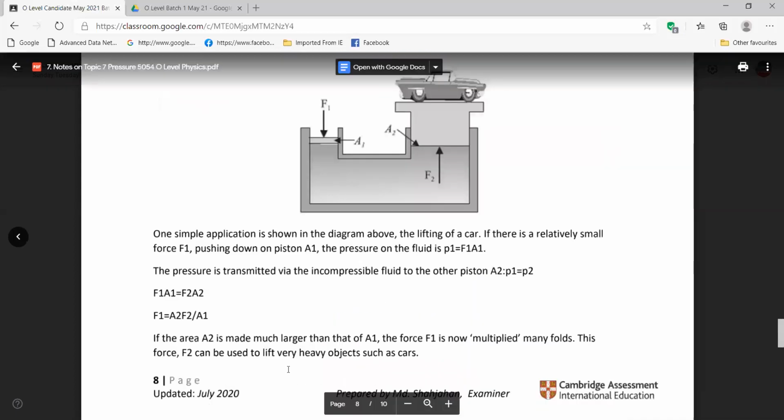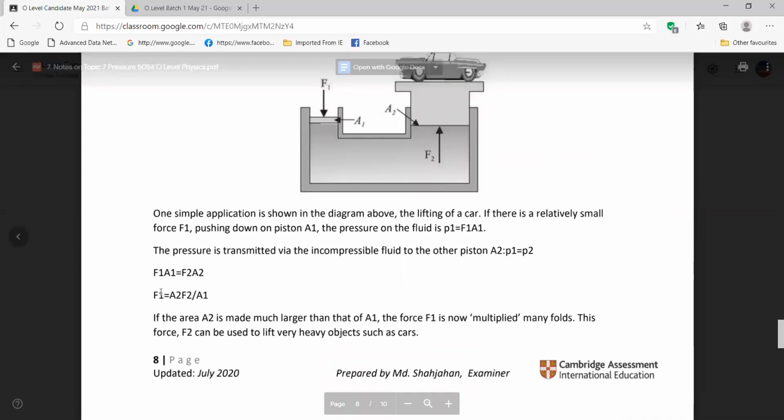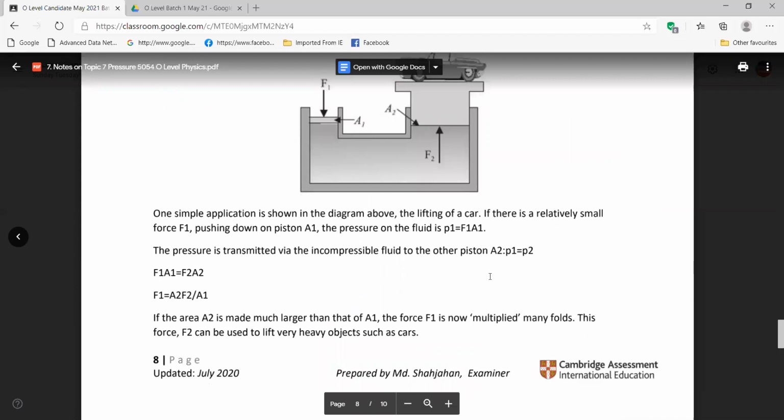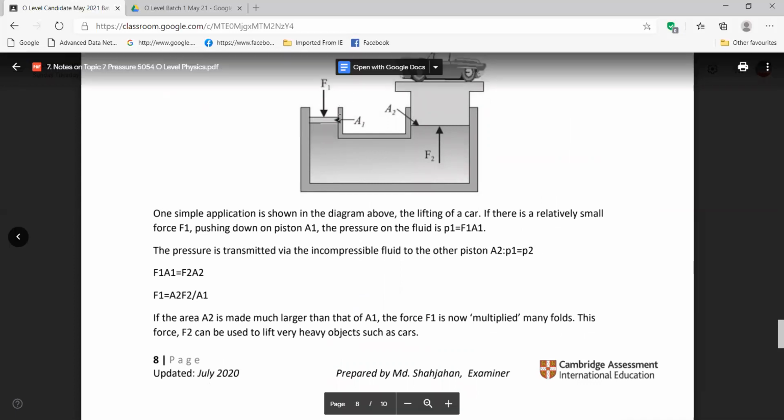This one. You have gone through this one, right? Pressure P1 equals P2, same. So here you are getting the small force in a small area. Here you are getting a larger area to get a larger amount of force. We are using larger areas. That's it.